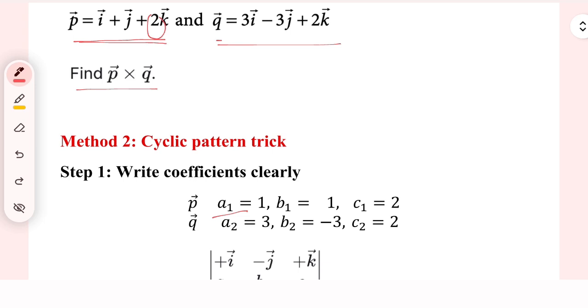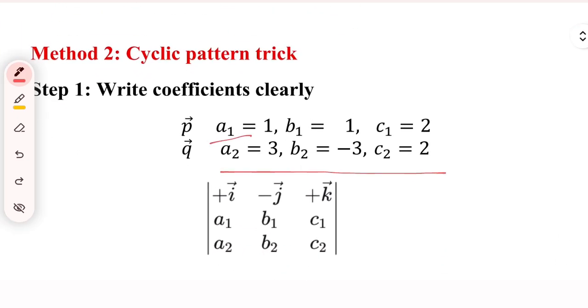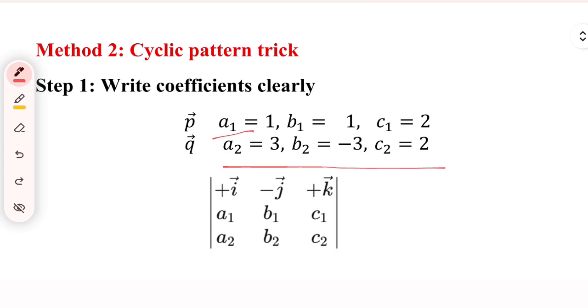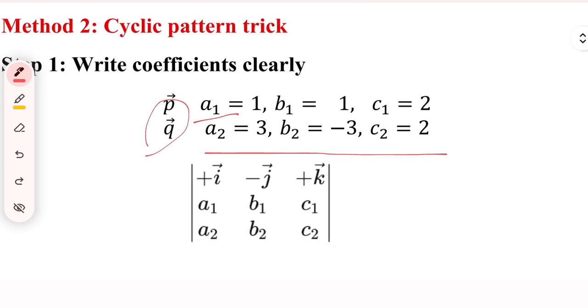And we will do the same for Q. These are the coefficients of vector Q. For I it is 3, that's A2. For J it is negative 3, that's B2. And for K it's positive 2, that is C2. Now we have written all the coefficients for vectors P and Q. So we will write it down.